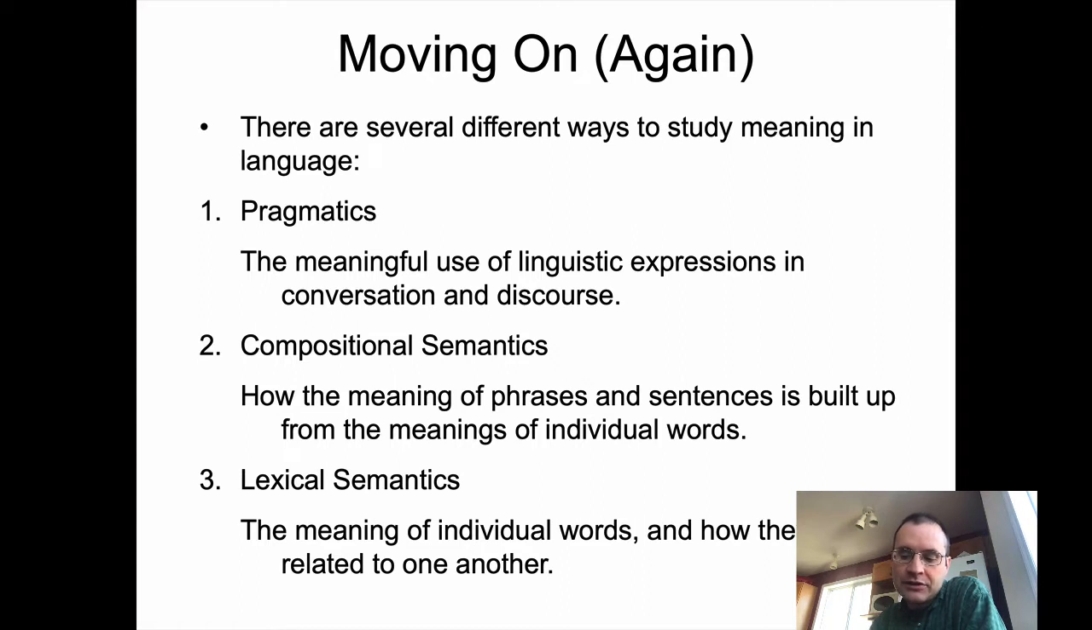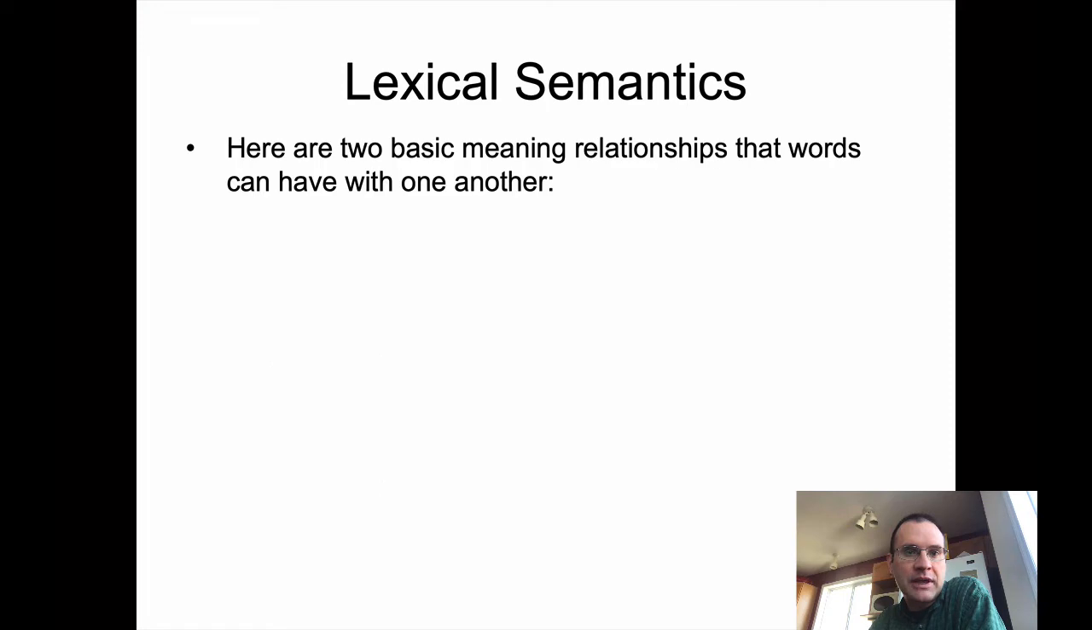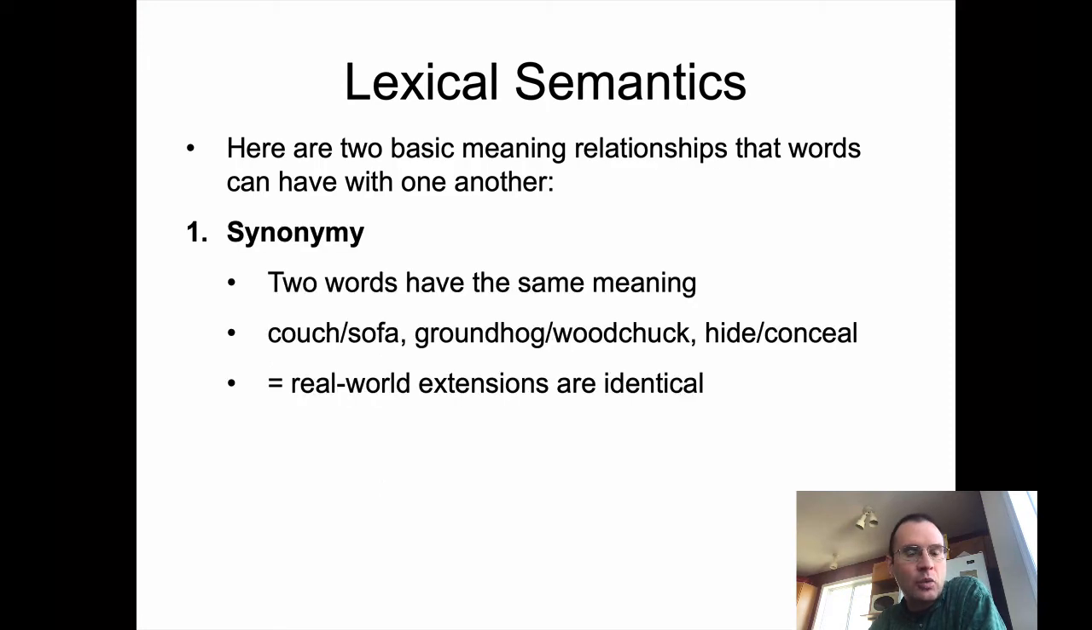And some of this might be familiar to you to begin with. So we'll start off with the basic relationships we can get in meaning between different words. One relationship that you've probably heard of at some point is synonymy, or you can talk about synonyms. These are two words that have the same meaning, more or less. Sometimes you can have closer synonymic relationships than others. These are basically exact matches, so couch and sofa, groundhog and woodchuck, hide and conceal. They mean the exact same thing.